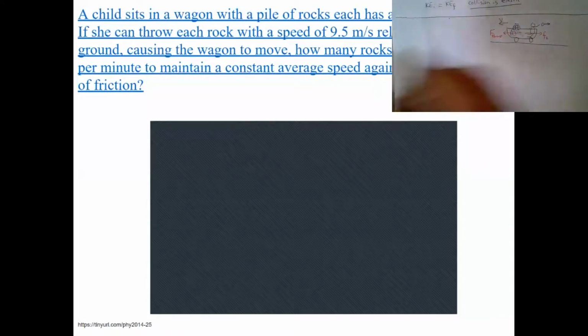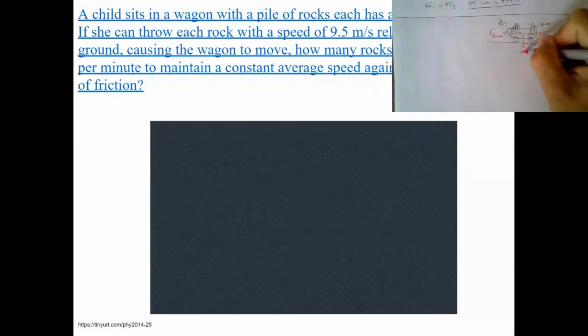In this direction, the normal force will cancel out the weight, so we don't have to worry about that. And this should also cancel out this, right? Because it says the wagon has constant speed, with a speed of 9.5 relative to the ground. So that's constant speed there. So then these two should cancel out.